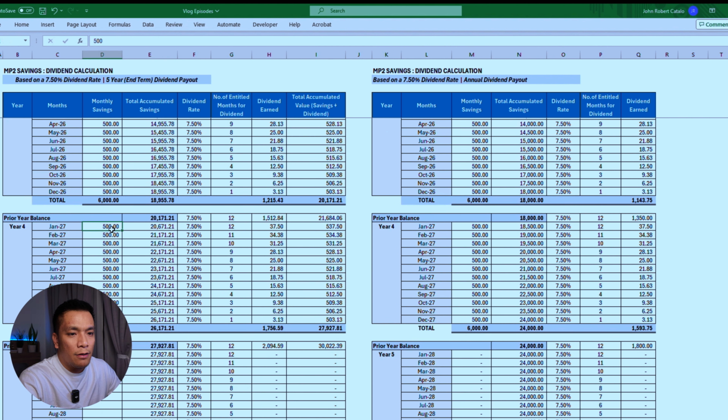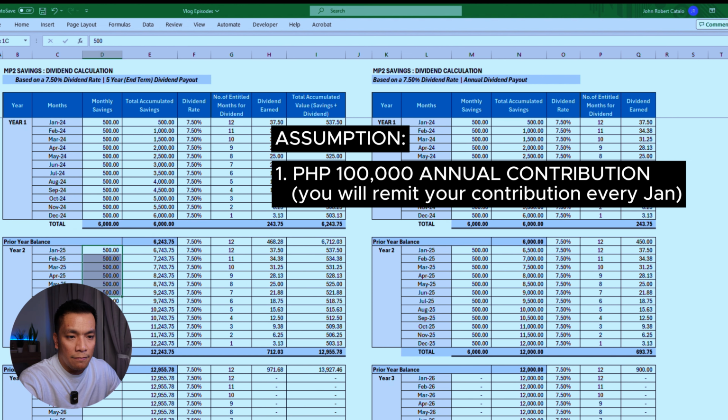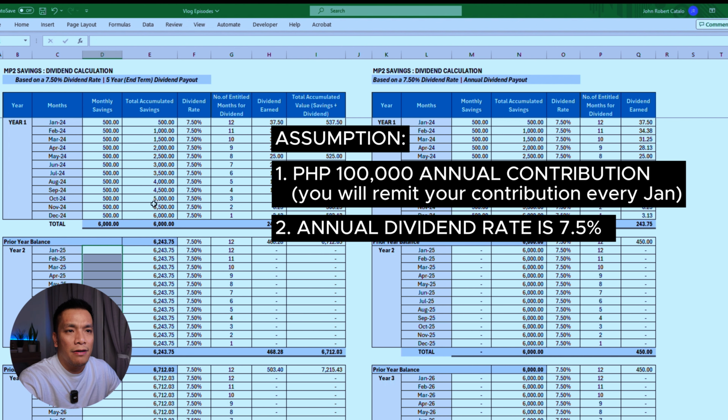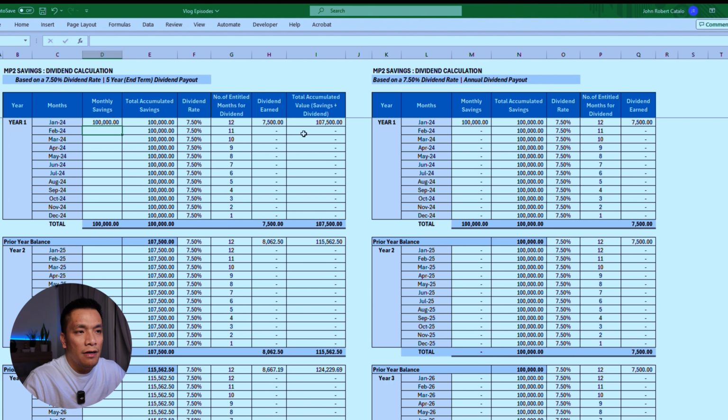So, ngayon, let's move on with the next assumption na sinasabi natin. For example, maglalagay ka ng 100,000 pesos every beginning of the year for the whole 5-year period. Magkano nga ba yung aabutin if maglalagay tayo ng 100,000 every January, every year? So, lagay lang natin dito. Since naka-formula na to lahat, lagay lang natin yung amount ng 100,000. So, sabihin natin naglagay ka 100,000 January first year. Ang total dividend earn mo ay 7.5.